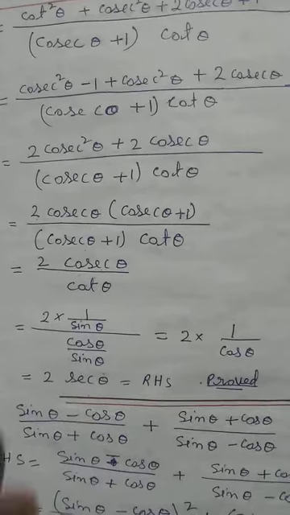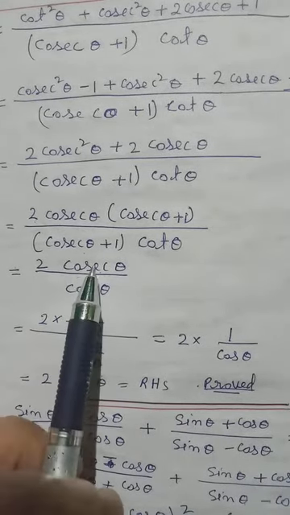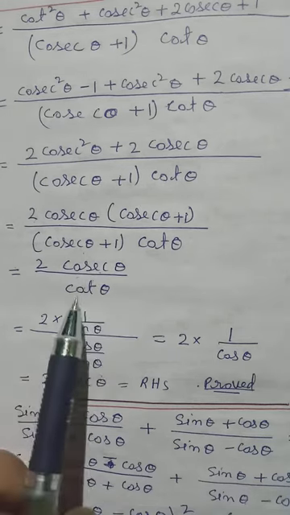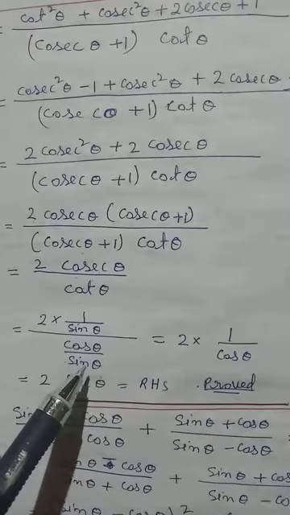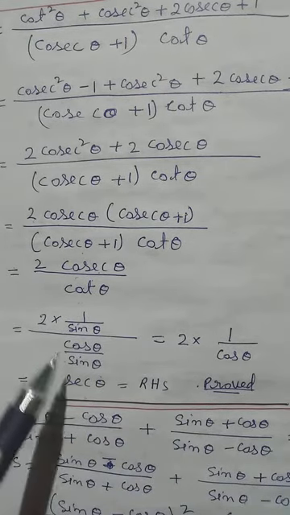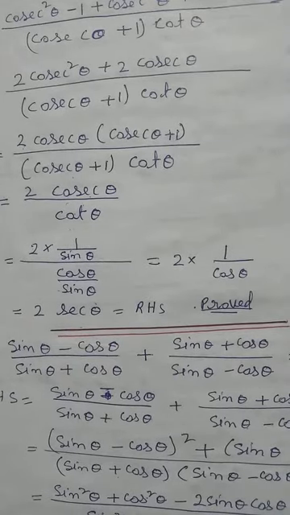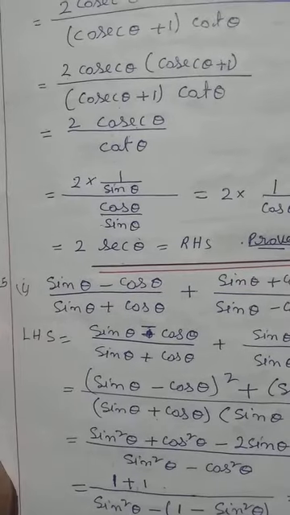We want only sec theta, so we can convert to sine and cos. Using identity, cosec equals 1 by sine, cot is cos by sine. So sine theta and sine theta both in the denominator, we can cancel. 1 by cos theta, which is equal to sec theta, equal to right hand side. Then we go on to question number 25.